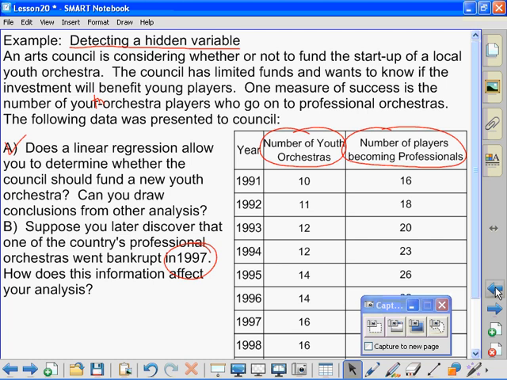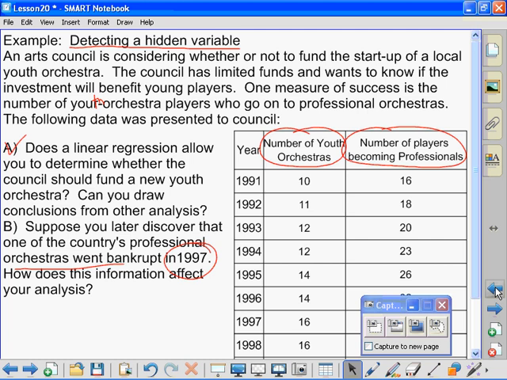Now what happens when a professional orchestra folds? Okay, they went bankrupt. That means they're disbanded. That means that you have professionals that do not have work. And technically in this case, when you count up how many professionals there are, you're counting up how many are actually working as professionals. So unfortunately, the poor individuals in that particular orchestra lost their jobs, which slides them out of the classification of being a professional since they're not playing. So how does this information affect my analysis?